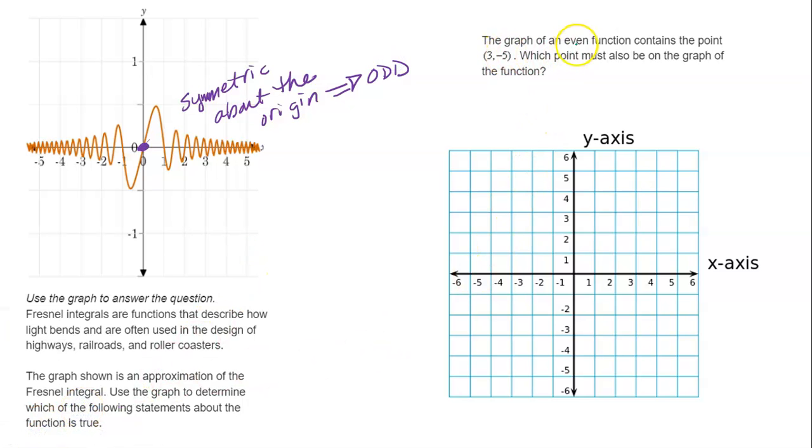It says the graph is an even function, so we know that it's symmetric about the y-axis. And it contains the point 3, negative 5. So it contains this point. I know it's symmetric across this. So what other point has to be on the graph? It's got to be this one, because it's going to mirror across this. Makes a little happy face. Okay, so that point is negative 3, negative 5. And that's it.